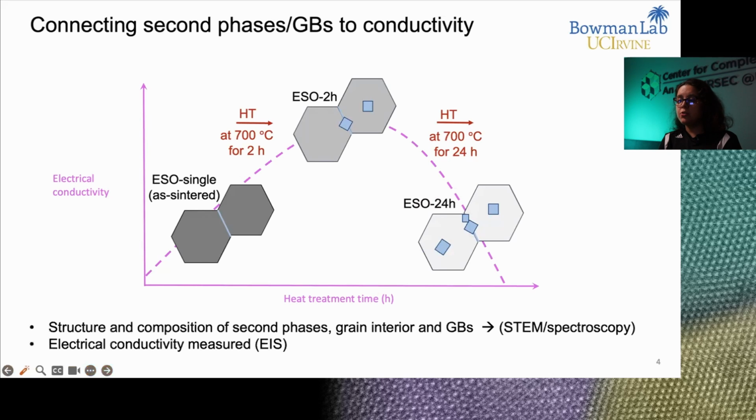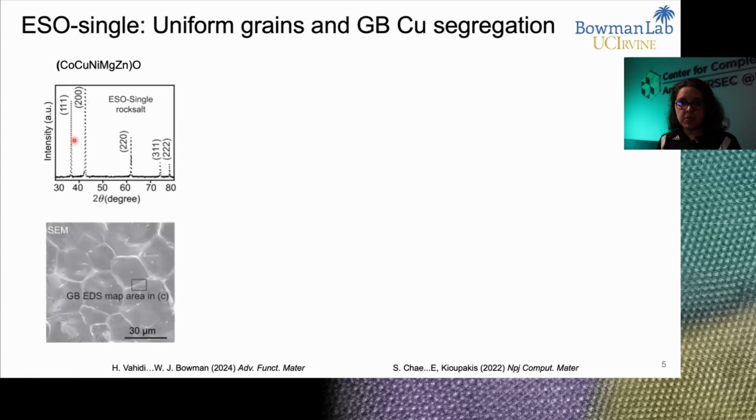Our goal is to look at the structure and composition of second phases, grain interiors, and grain boundaries using transmission electron microscopy coupled with spectroscopy, STEM EDS and EELS. We also do electrical conductivity measurements using EIS to look at charge transport in these materials and compare that as a function of this heat treatment or phase evolution. We're going to dive into the results.